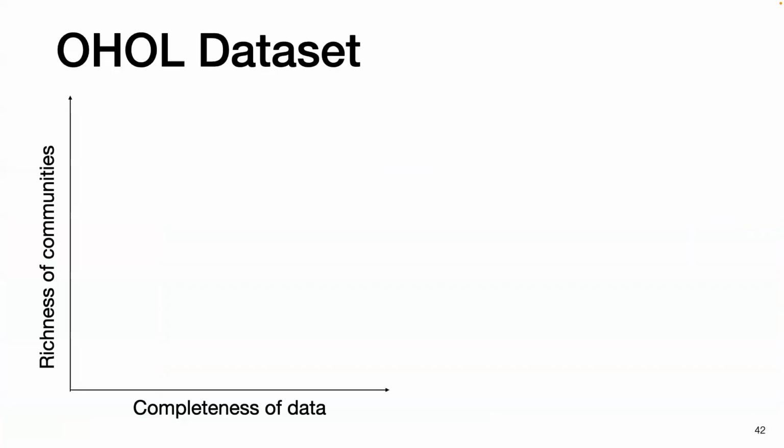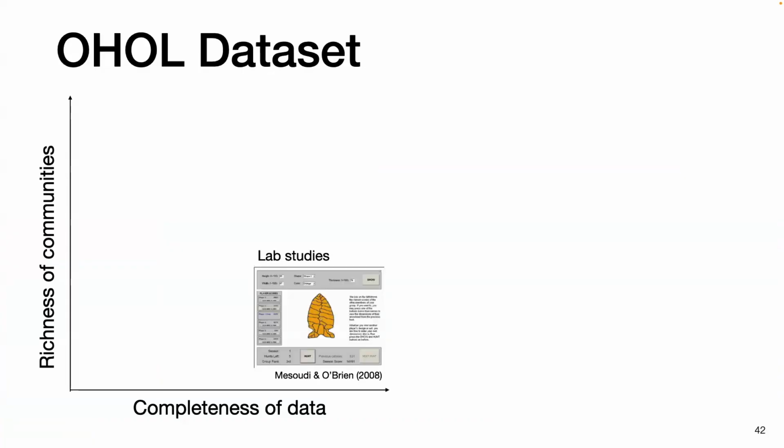So what's really nice about this data set is that it allows us to bridge two dimensions that are typically orthogonal in this type of research. Many lab studies have very, very complete data, but the richness of the communities is quite limited. They're relatively artificial or very simple. In contrast, field studies are able to tap into the real-world richness of human communities, but often have very limited data in these situations.